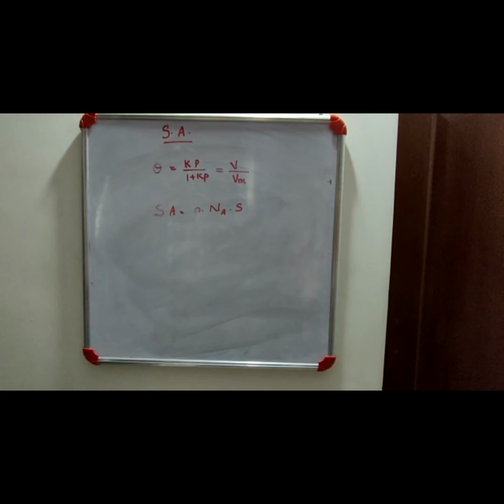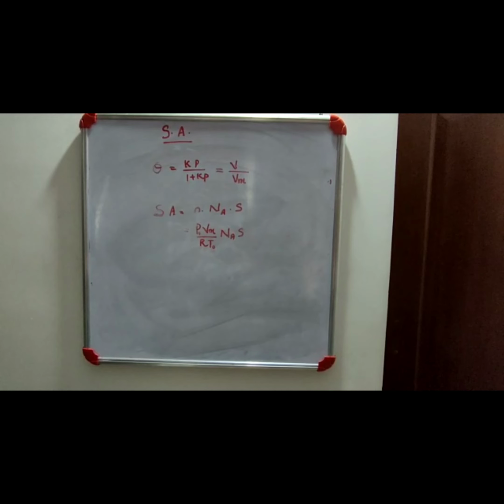Now, surface area equal to n into Na into S. Here n is the number of moles, Na is the Avogadro number, and S is the surface area of a single gas molecule. So, n into Na gives the total number of molecules. And we assume ideal behavior, so we can substitute for n. We get P0 Vm by R T0 into Na into S.